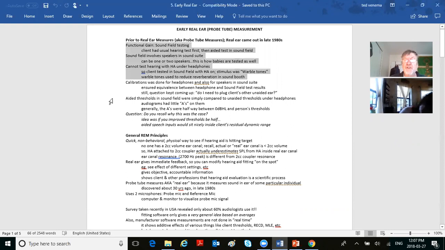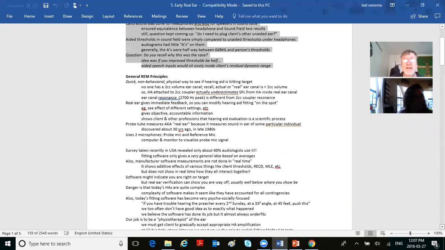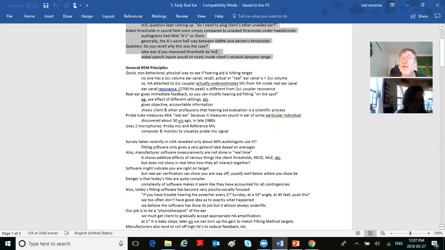Anyway, then you're looking at this whole thing, functional gain. Aided thresholds were simply drawn with the letter A on the audiogram. So basically this whole top third of the page is just describing functional gain. Just read that to yourself and make sure you've got it. Okay, general real ear measurement principles.